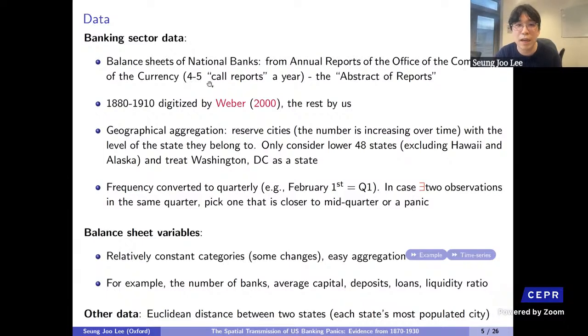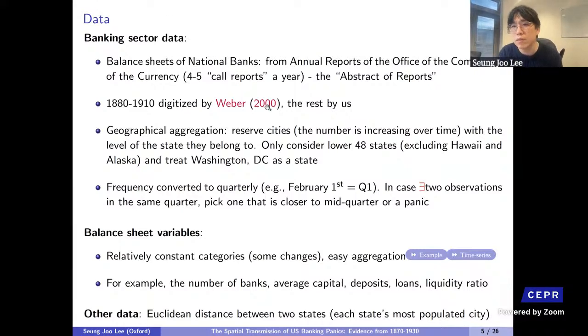So we could make it quarterly in the sense that, for example, if we have a call report on February 1st, we count it as the first quarter. But in case there are 2 observations in the same quarter, we pick the one that is closer to mid-quarter or to some panic, if there is one, okay? One great thing about this is that, because we care about state-level financial health, we want to have the level of deposits in a state like New York instead of individual banks, right?